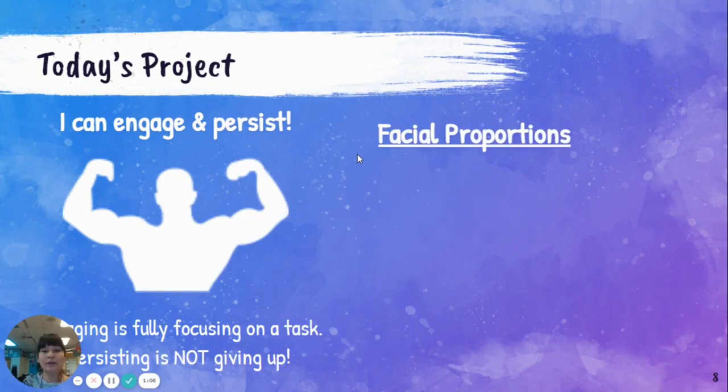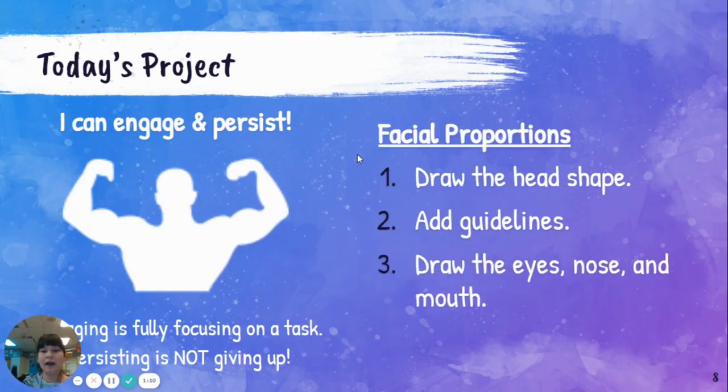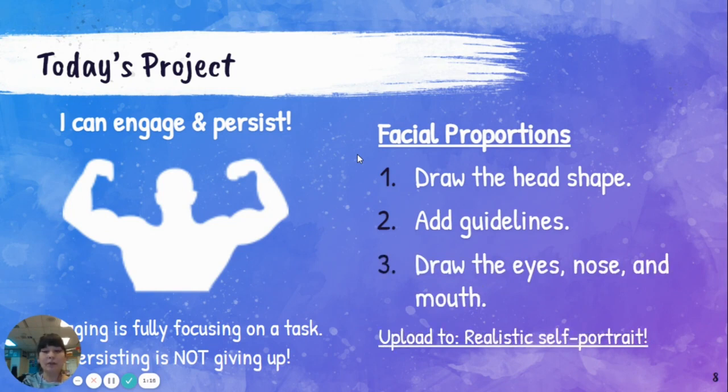First, I'll talk about facial proportions. We'll talk about drawing the head shape, adding guidelines, drawing the eyes, mouth, and nose. And we will upload your work in progress. That means that your work will not be fully finished, but you'll upload what you have so far to the realistic self-portrait section in our Sonia.